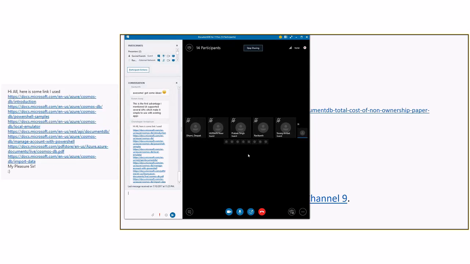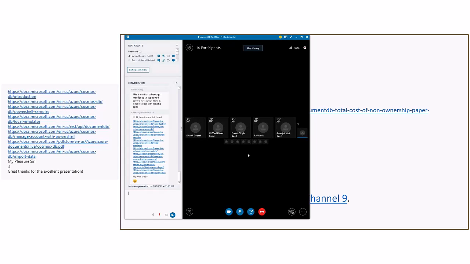Okay, so hopefully you get the key idea. We are a multi-model database. We provide low latency guarantees. We provide the distribution guarantees. The availability is just a click. You can turn on the region, you can do it through PowerShell, and we provide global distribution and availability.